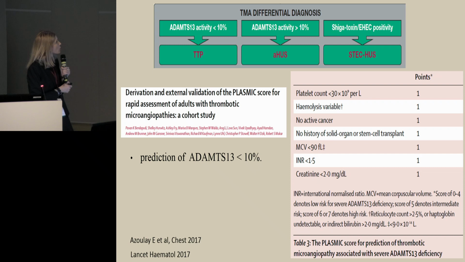The differential diagnosis between TTP and atypical hemolytic uremic syndrome is not so easy, and it's based on the level of activity of ADAMTS13. The problem is that this level of activity we cannot measure on many occasions in our hospitals, and if we ask a different lab, it takes quite a while until we get the result. This is why we can run instead a scoring system, such as the PLASMIC score, but there are also other scores, which can predict with a very good sensitivity and specificity ADAMTS13 less than 10%, or TTP.